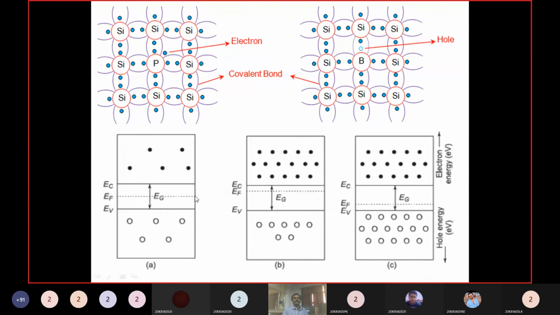Maximum level. That means no more electrons greater than that much of energy at absolute temperature. So the maximum energy occupied by the electron at absolute temperature we will call the Fermi level or Fermi energy level. So this is about the Fermi level.